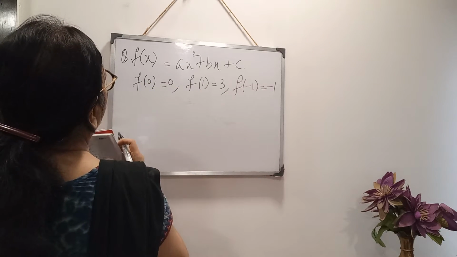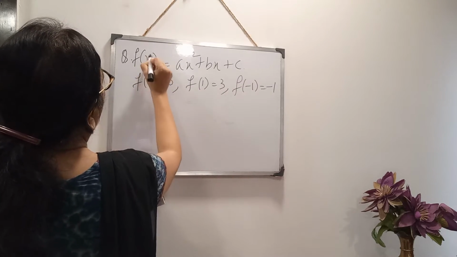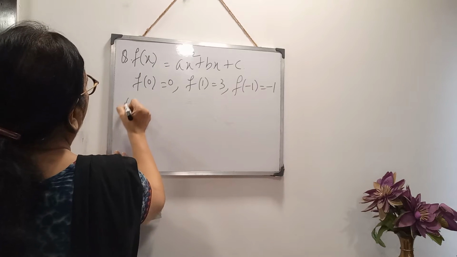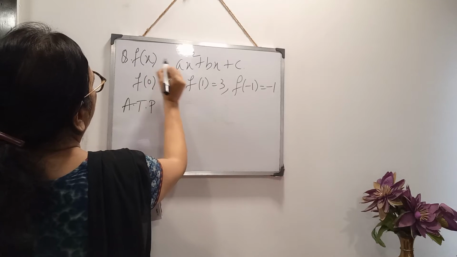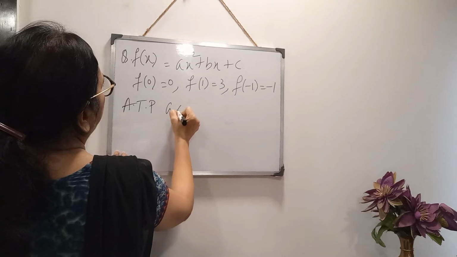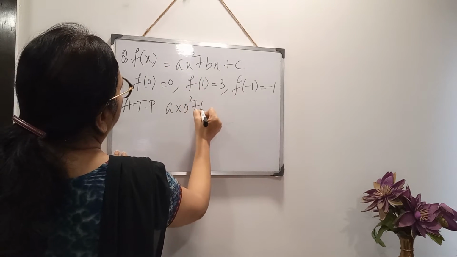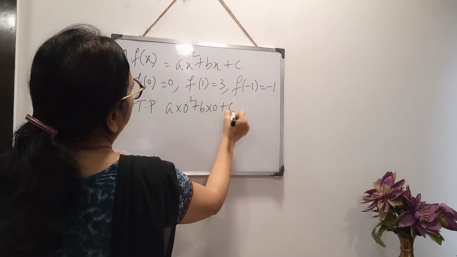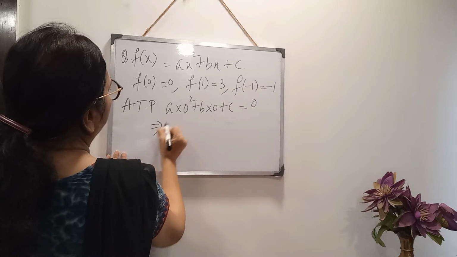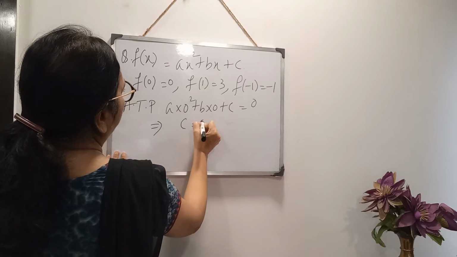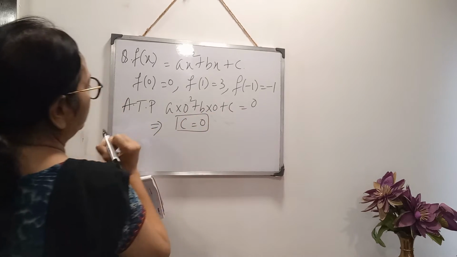f(0) equals 0 given. f(0) means in place of x you will put 0. So according to the problem, a into 0 square plus b into 0 plus c. f(0) equal to 0, that means equals to 0. So this is 0, this is 0. So we have got c equal to 0.